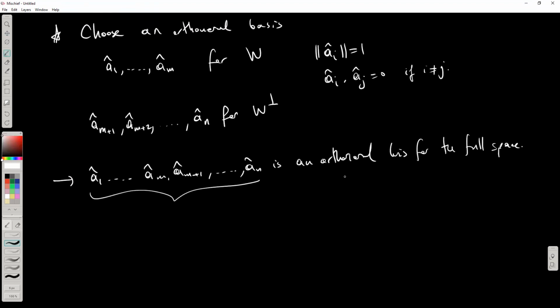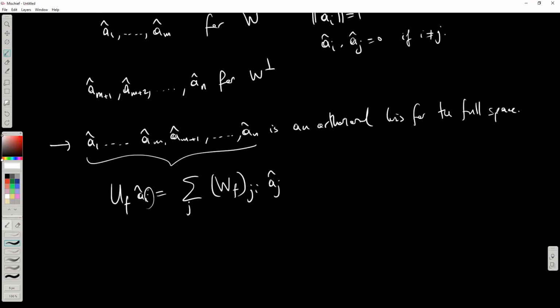So the nice thing is that I can use part of this orthonormal basis for spanning one of the subspaces and the other part for spanning the other subspace, right? So if I do this, let's say it like this: U applied on Ai is equal to a sum over some type of W matrix times Aj. There's going to be a sum, but depending on whether i is inside the first m indices or the last N minus m indices, we are going to have some of these coefficients equal to 0. Okay.